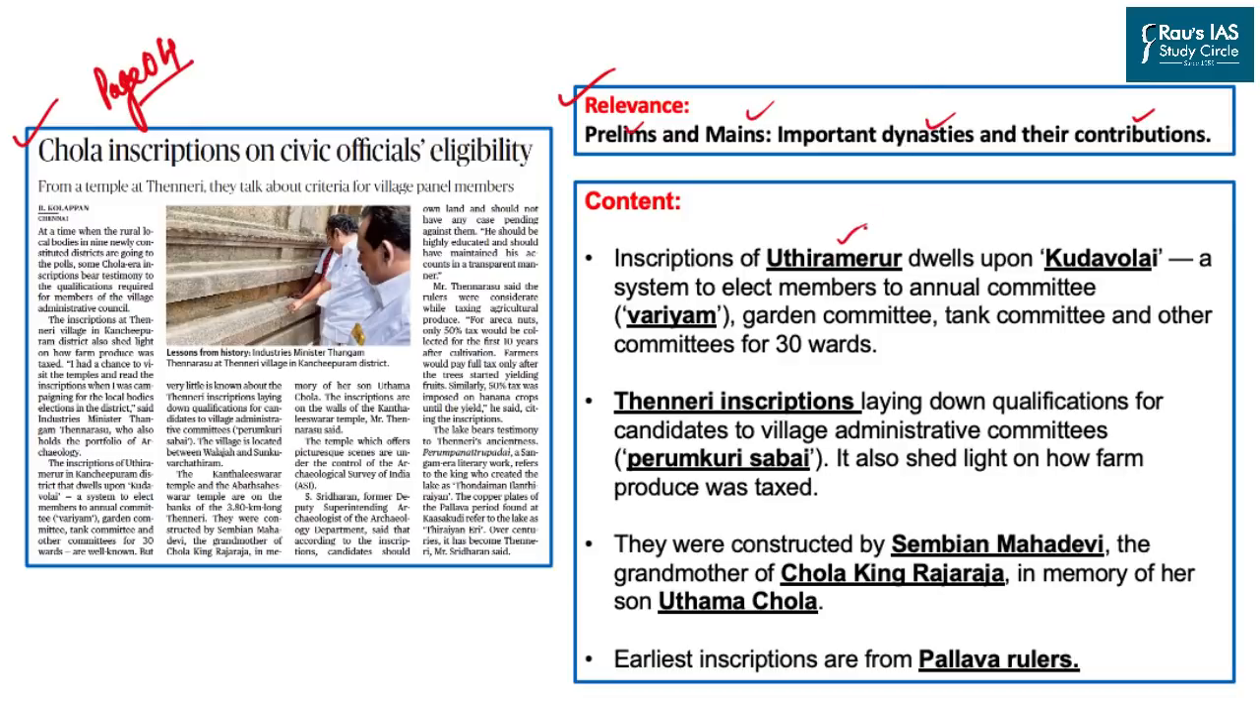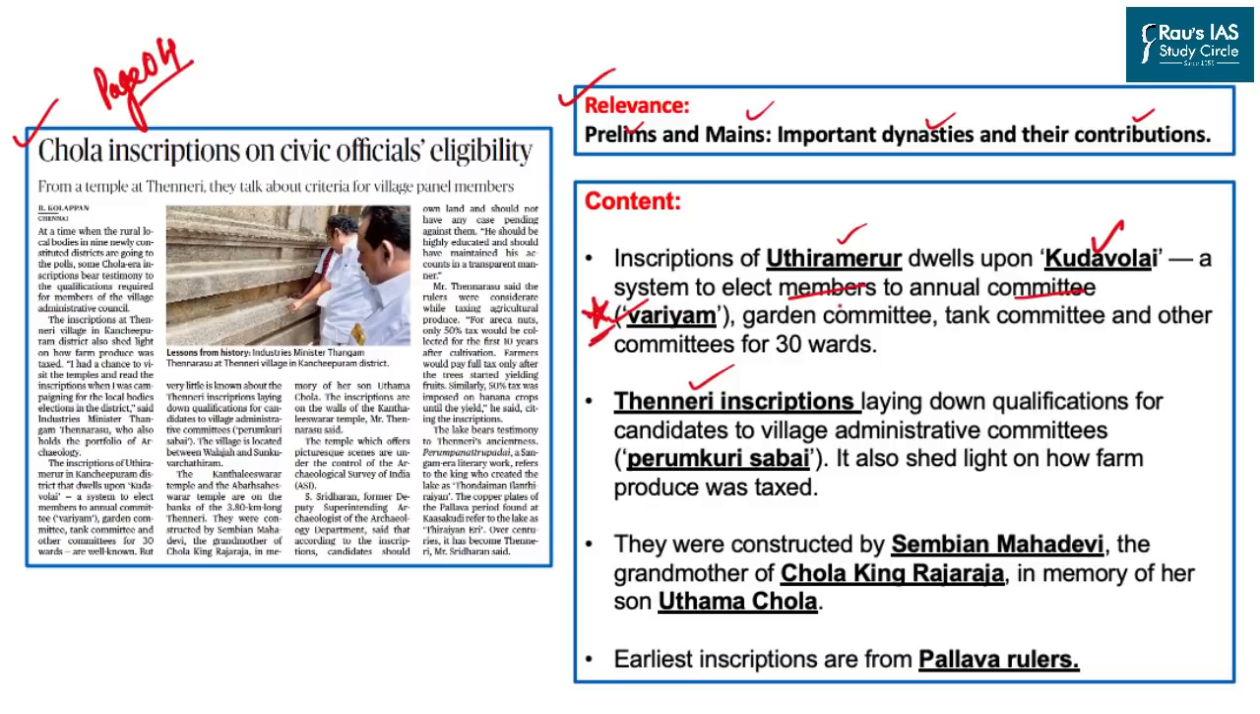One is Uthira Merur and the second one is Thaneri. So, as far as UPSC is concerned, we will look into these two inscriptions, their details and where they were located. The inscriptions of Uthira Merur talk about Kudavolai, a system to elect members to an annual committee known as Variyam. Well, these two words are extremely important for your prelim examination.